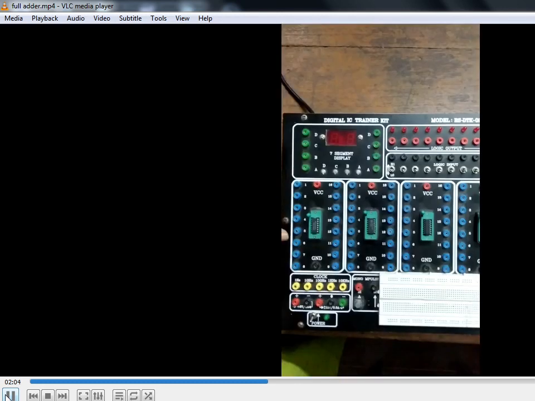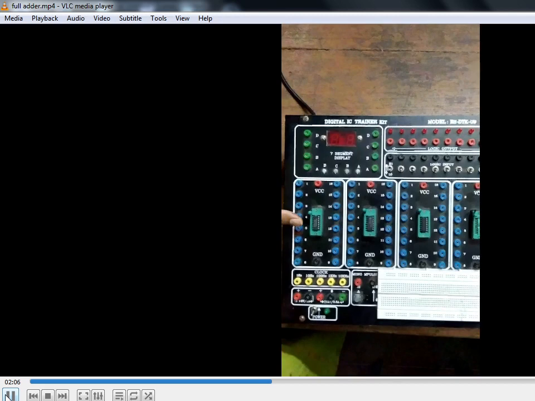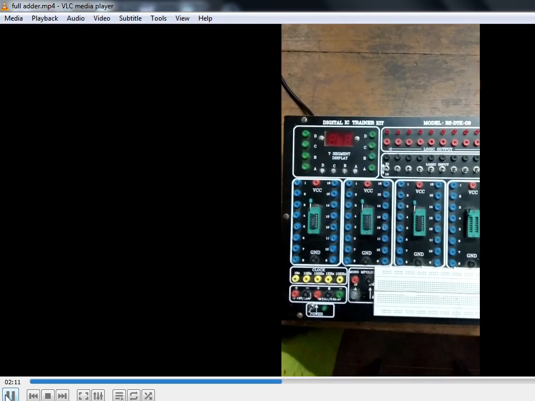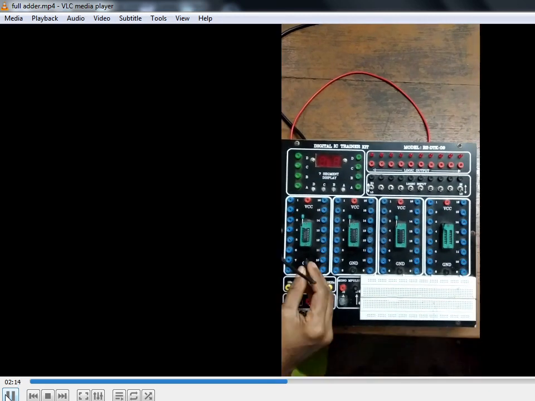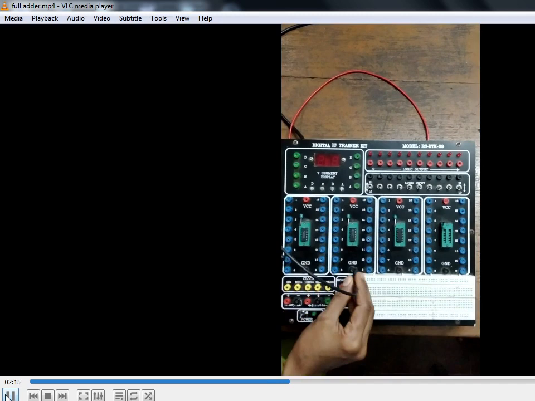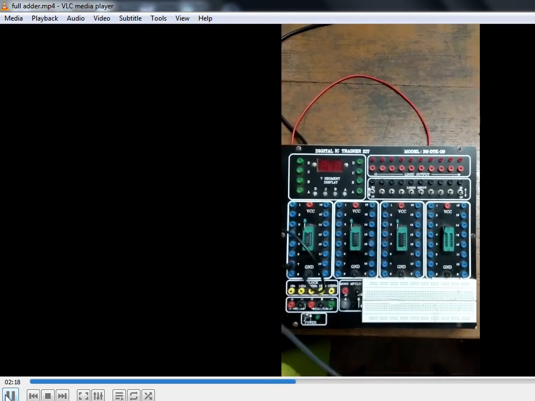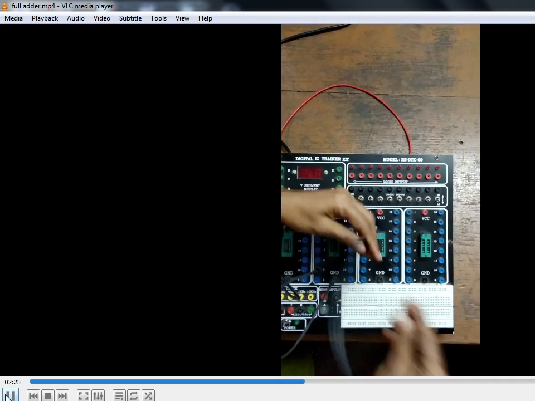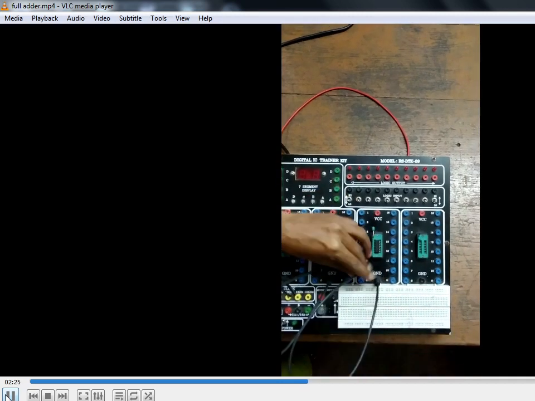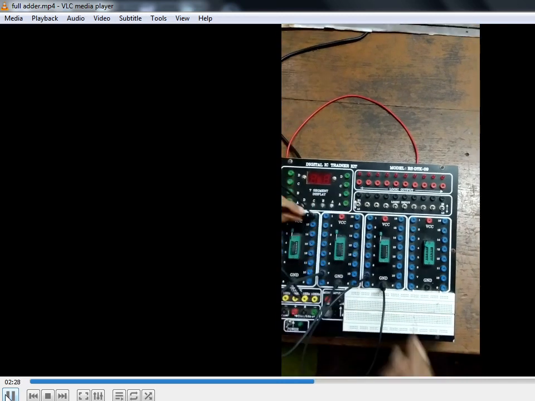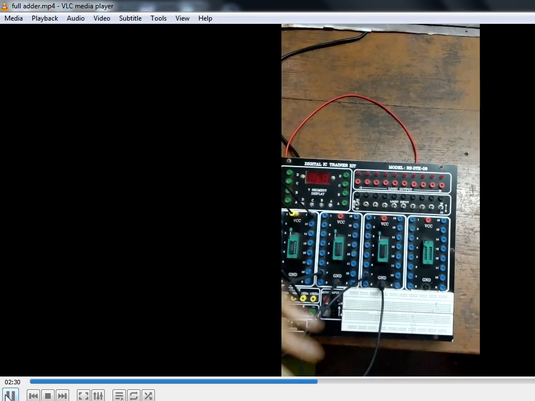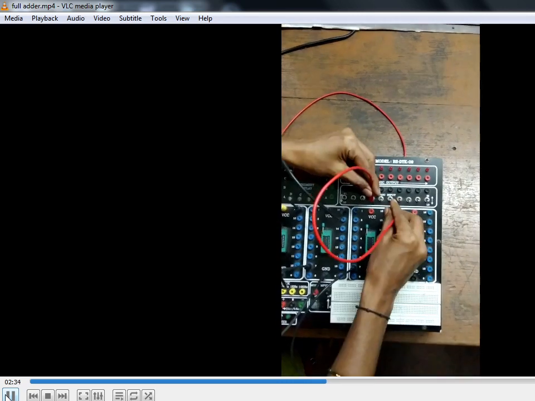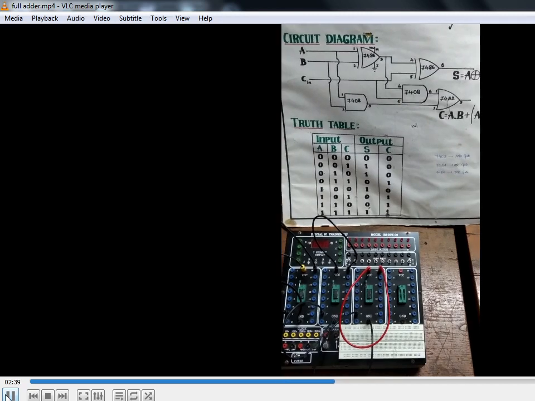Now insert XOR gate, AND gate and OR gate ICs into the IC socket. Now connect pin number 7 of all ICs to ground, pin number 14 of all ICs to VCC. Now I am going to rig up the circuit.